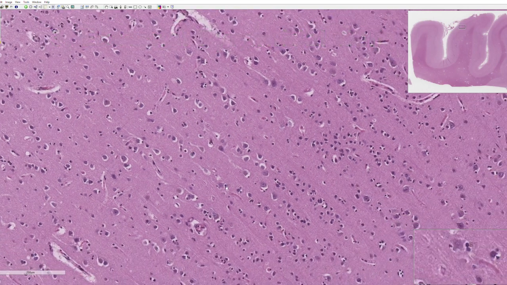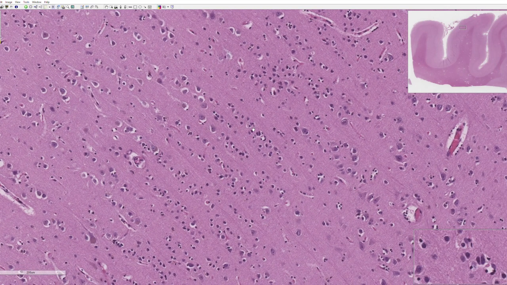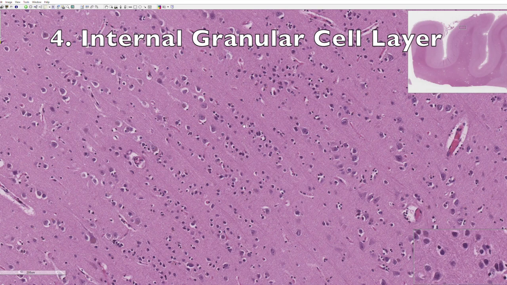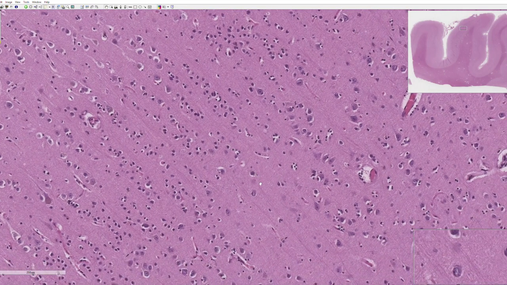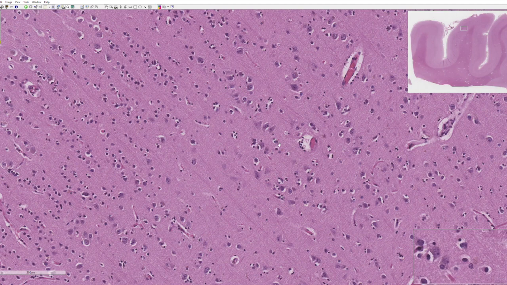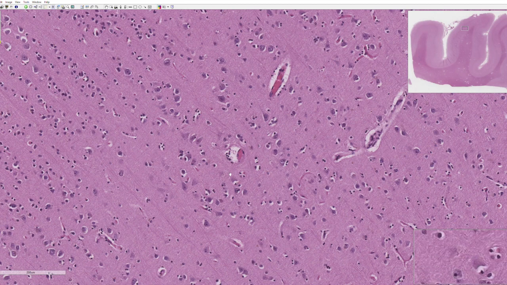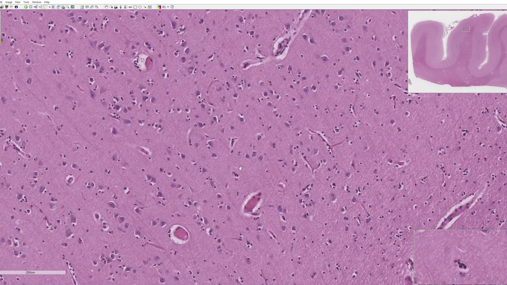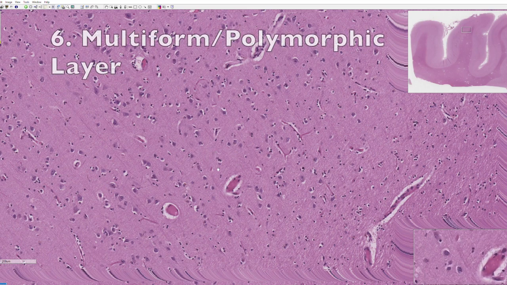Here they are again. And then as we go deeper into the cortex, we see that the columns are now made up of relatively granular-shaped neurons again. So this would be your internal granular cell layer. So you have an external granular cell layer and then an internal granular cell layer. And as we go deeper, we see larger collections of pyramidal neurons, which form the internal pyramidal cell layer. As we move deeper, we finally get to this area that's hard to make out because it has both pyramidal and granular cell neurons. And this is known as a polymorphic layer for that reason.